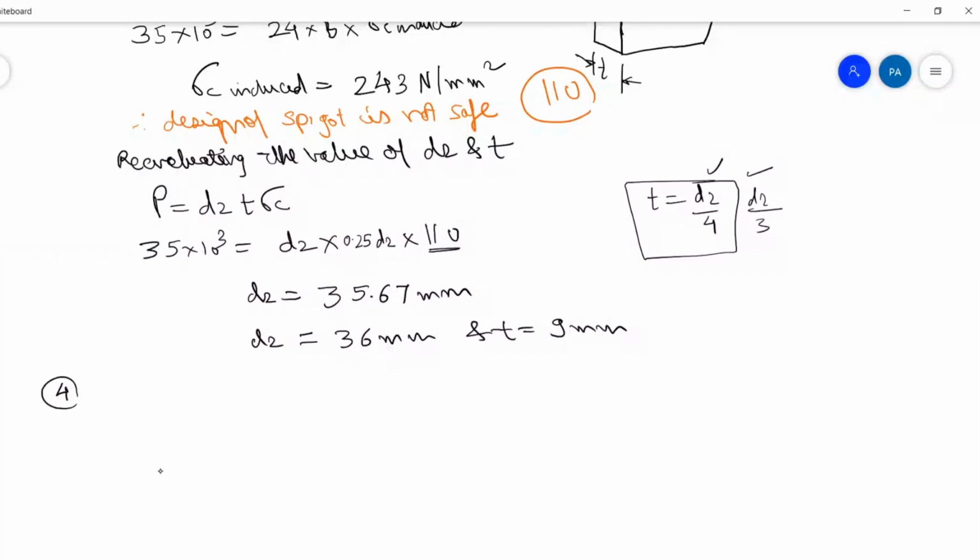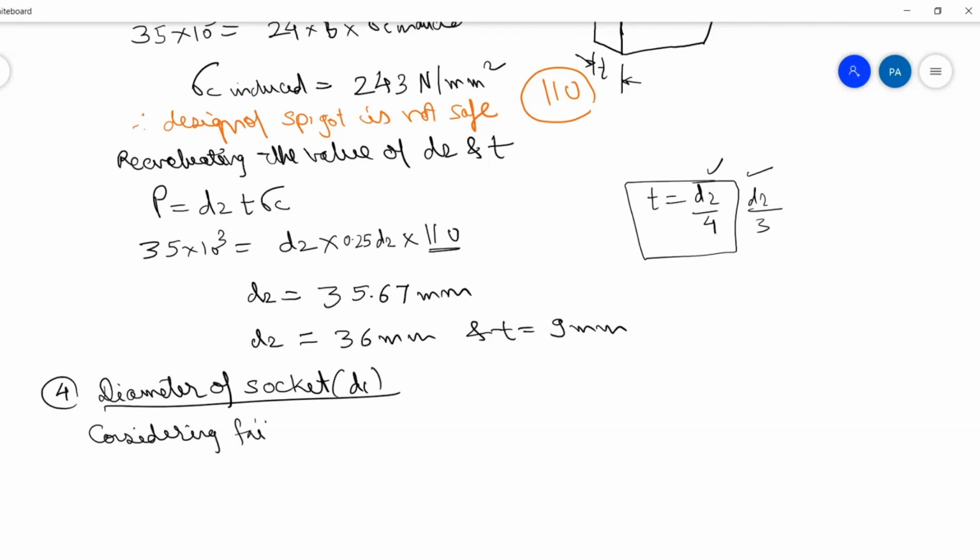Good. Now next what will we find? D1, the diameter of socket. What is it? D1. So what will you write? Considering failure of socket in tension. Correct. Failure of socket in tension.